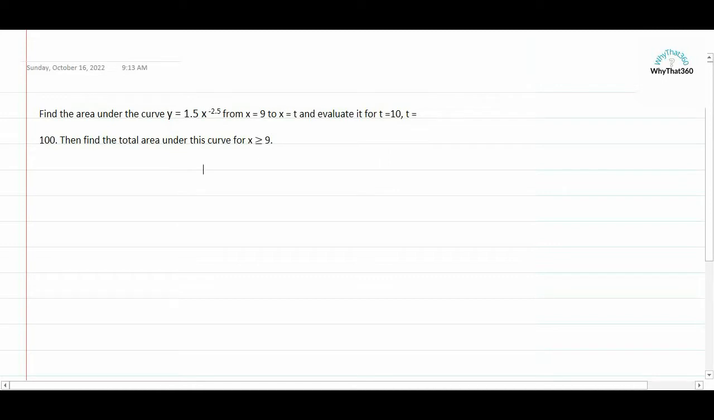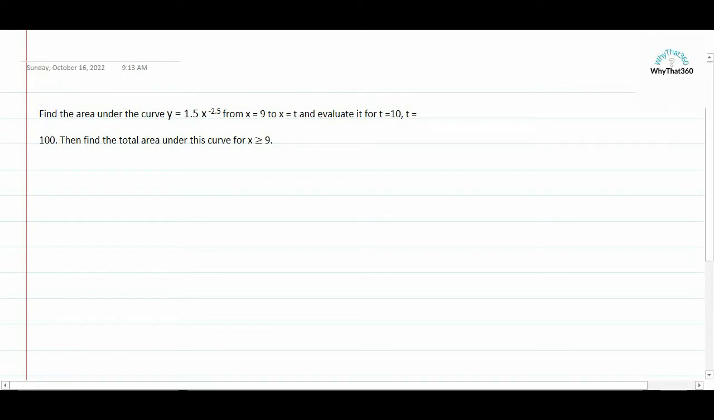In today's video we have a question that we want to find a solution to. It says we should find the area under the curve y is equal to 1.5 x raised to the power negative 2.5 from x equal to 9 to x equal to t, and after that we will evaluate it for when t is equal to 10 and when t is equal to 100. And after everything, we will find the total area under the curve for s greater than or equal to 0.